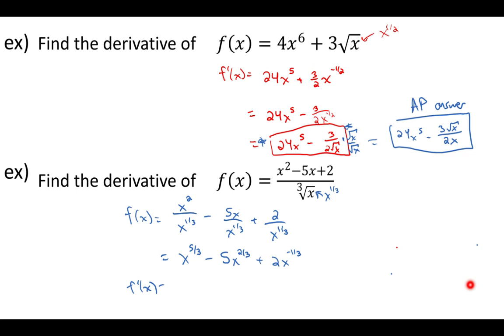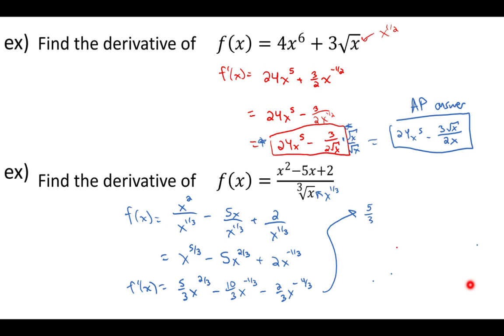F prime of x, 5/3 x to the, subtract 1, that leaves us with 2/3, minus, we multiply 2/3 times 5 gives us 10/3, x to the negative 1/3, and then minus 2/3, x to the negative 4/3. All right, now I would want to rewrite all of these individually.